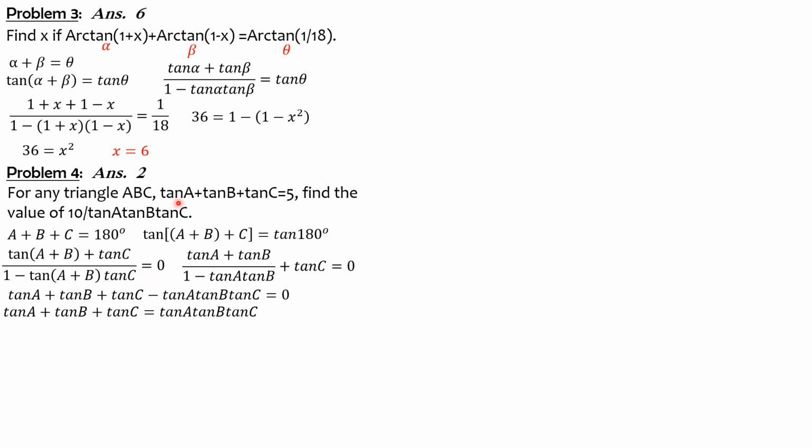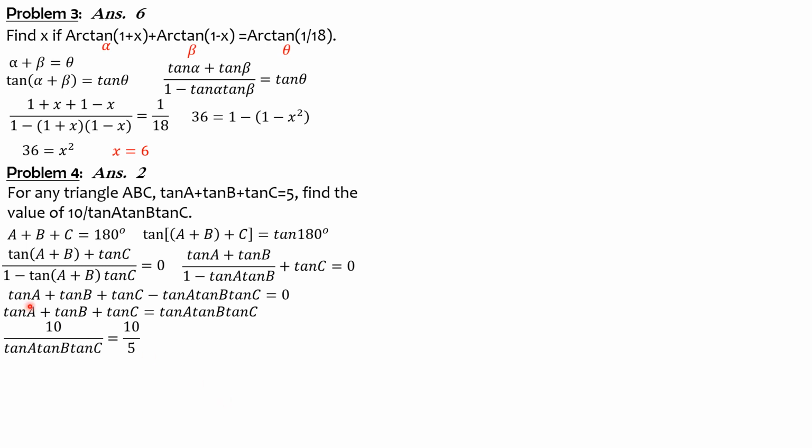So in this problem, 10 over tangent of A, tangent of B, tangent of C is equal to the sum tangent of A plus tangent of B plus tangent of C, when the sum of the angles A, B, and C is 180 degrees. In this case, it is equal to 5, so we just replace this by 5. So 10 over 5 is 2. Therefore, it is 2.